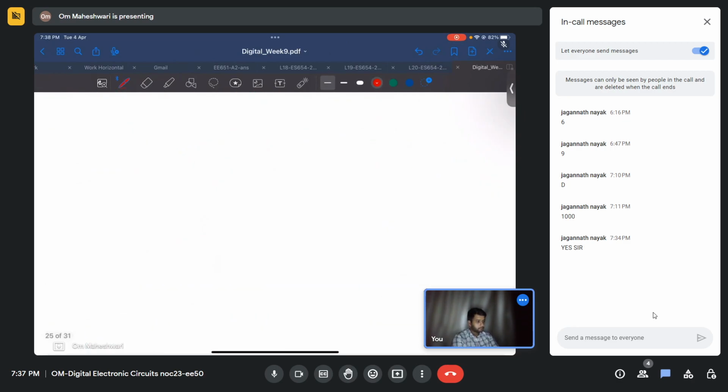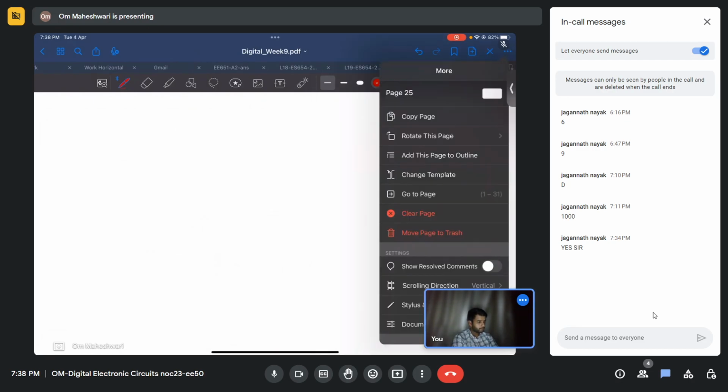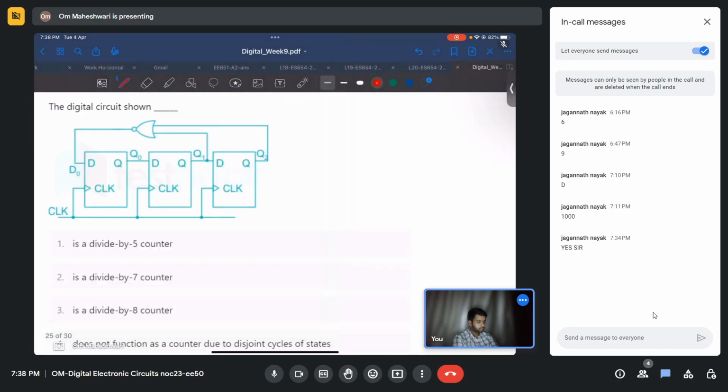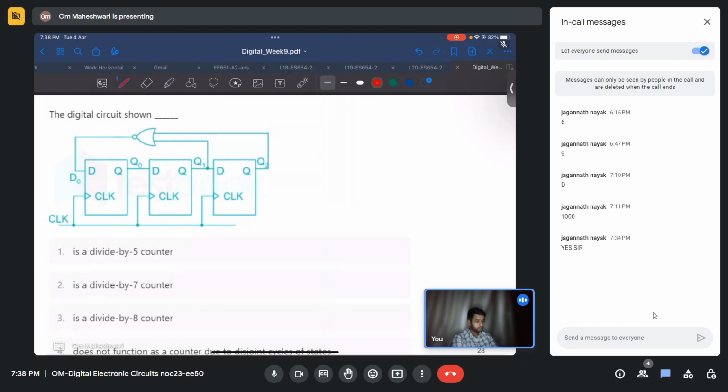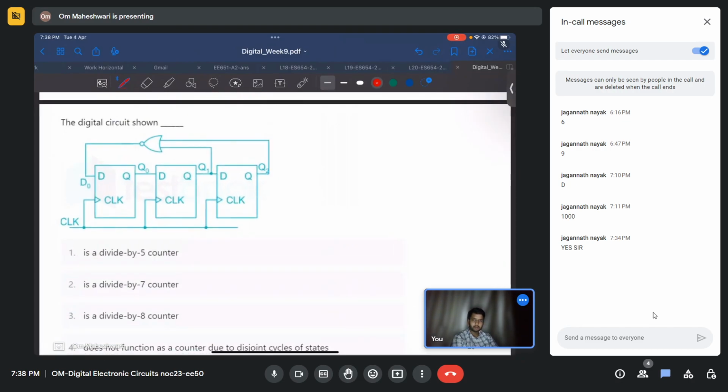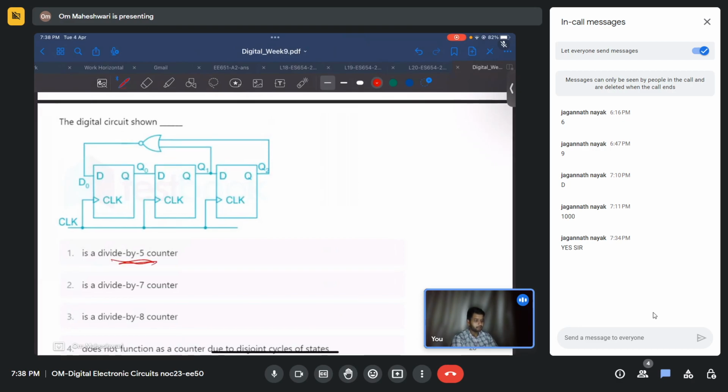So the next question is: the digital circuit shown is now divided by what counter? So by divide by, we are asking the mod, because we know f out is f in by mod, because mod is what it is divided by. So we are asking the mod.